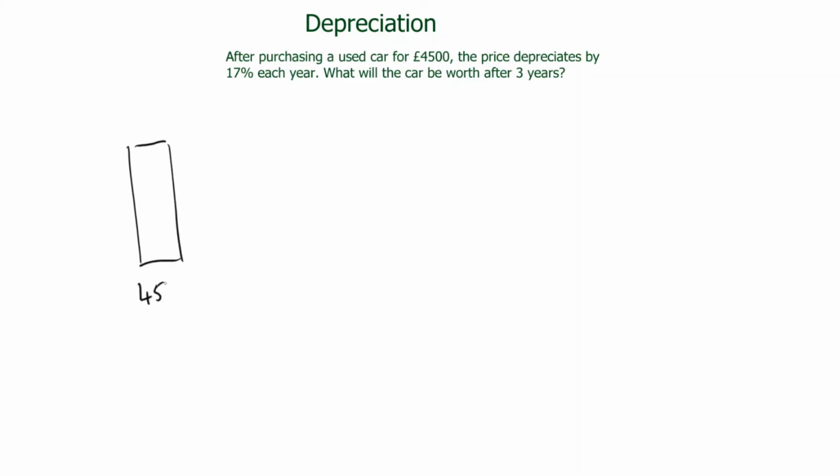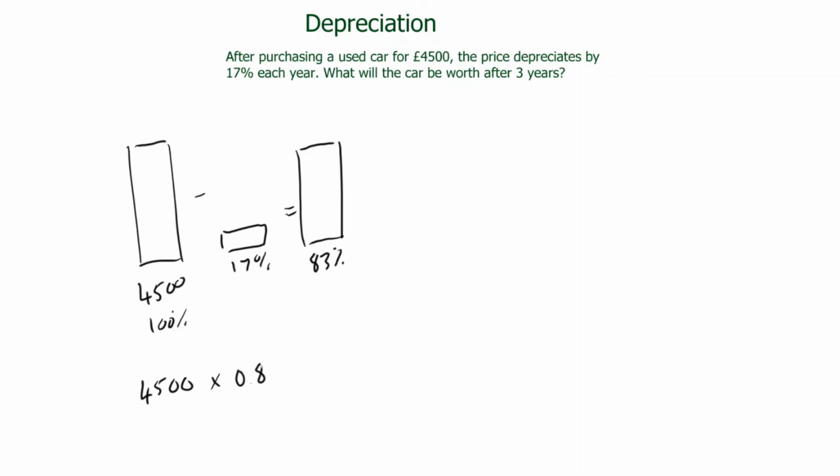So as usual, you know that this is the whole amount, so this is 100%. And when you depreciate it by 17%, you know you'll get 83% here. So each year you're actually finding 83% of the thing before. So you'll start with your 4,500 and you'll times it by 0.83. But actually if you do this over 3 years, you'll do that 3 times. And that will slowly find 83% of the new amount and the new amount and the new amount again.